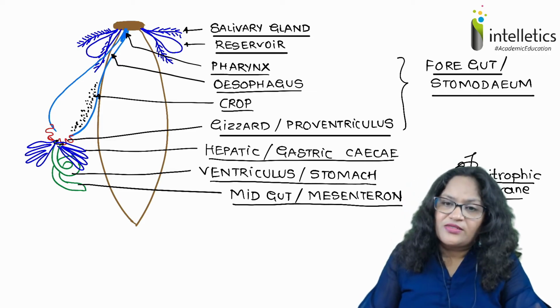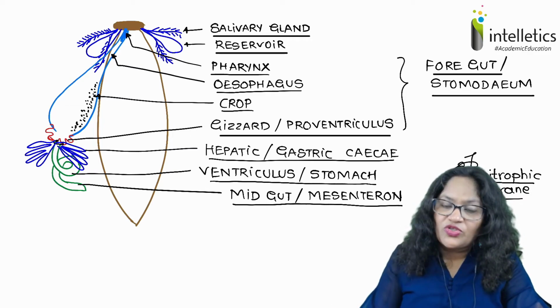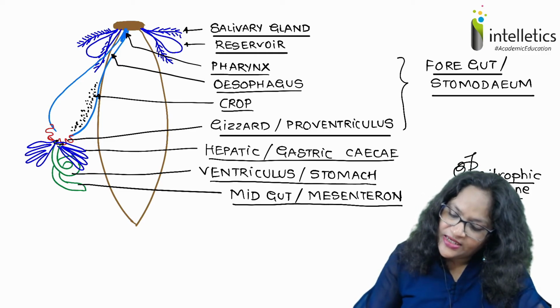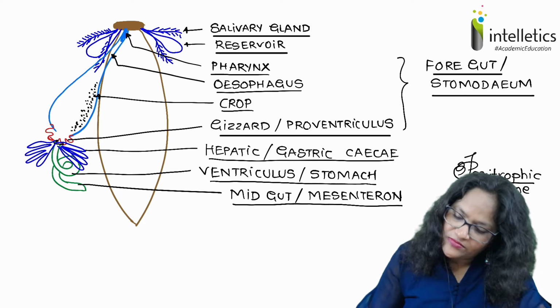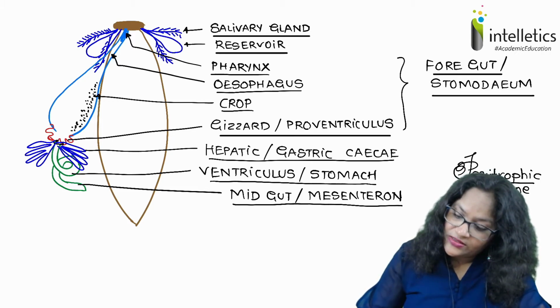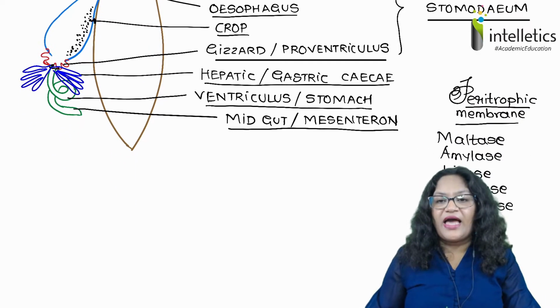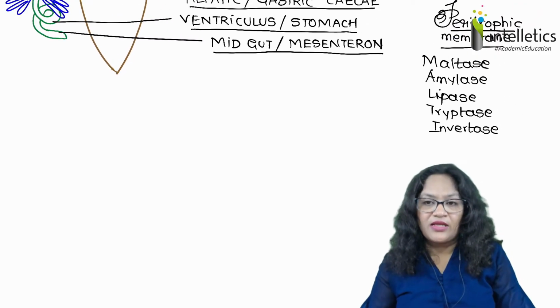Now this midgut consists of lots and lots of enzymes because internally there are many of the glands which can release up enzymes. अब कौन से enzymes होंगे? Maltase, amylase, lipase, trypsin, okay, and invertase. These are the enzymes which will basically act on the food there in the midgut. I hope you can see that now, right?